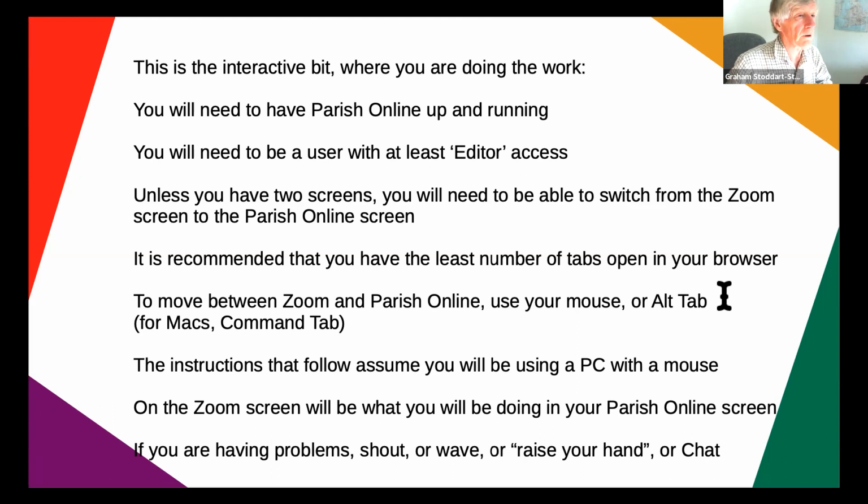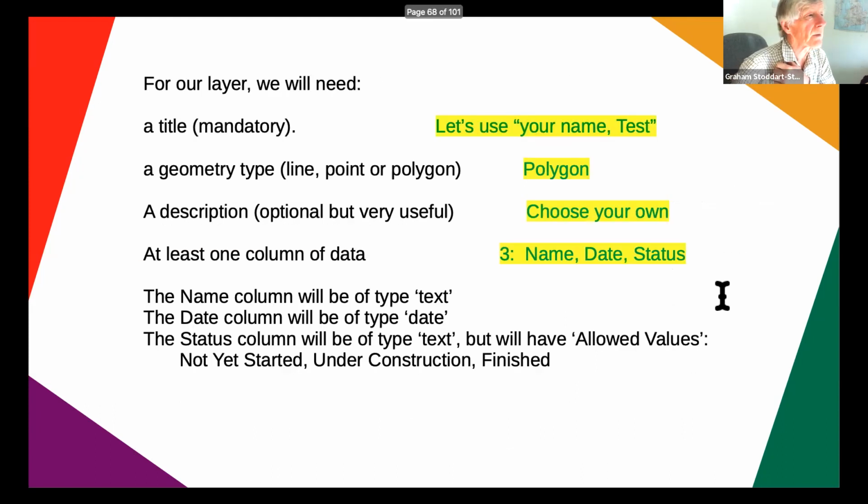So we're going to set a little bit of ground rules first. We're going to create a layer, and layers need a title. So I'm suggesting that, just so you can find it in the future, use your own name and the word test for the title. You get asked to use a geometry type. Just for today, it doesn't matter what you choose, but I'm going to do my example based on polygons.